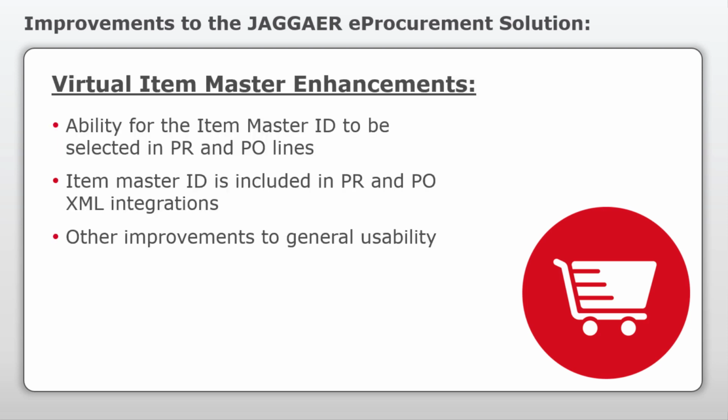We have some enhancements to Virtual Item Master that will allow clients to use that functionality to specify the Item Master code or ID in any documents integrated with their ERP. It will now be possible to select the corresponding Item Master ID in the PR and PO lines. Catalog and contract items can have this Item Master ID previously assigned, meaning the end user does not have to select a Master Item ID. The Item Master ID is included in the PR and PO XML integrations, so that information can be sent to the ERP. Virtual Item Master users will also see some other improvements to the general usability of the feature. More details coming with the documentation and official video in 20.1.